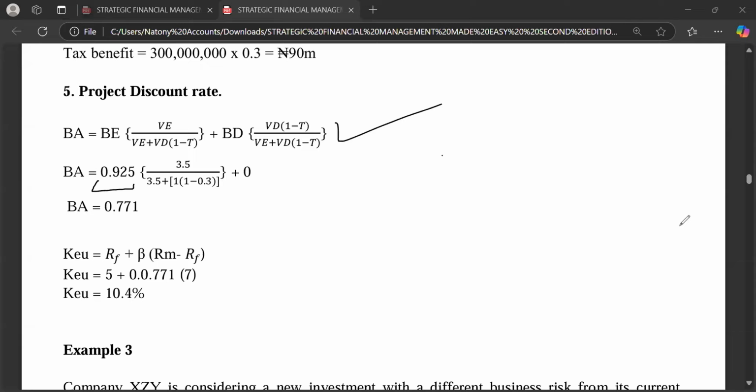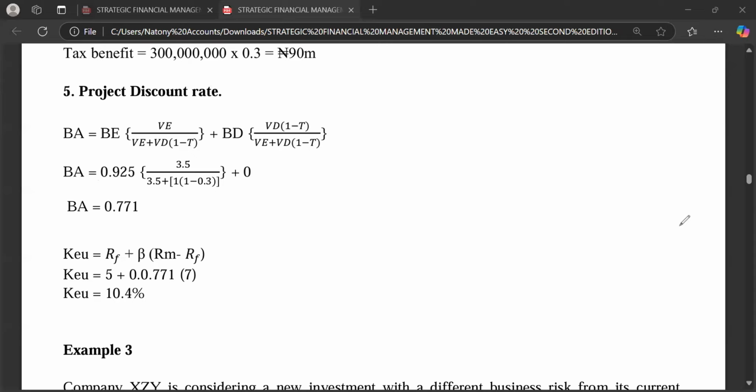Debt is assumed to be risk-free. That means this part of the formula becomes what? 0. So this is the beta of assets. Plug it into the CAPM formula. Because of equity and gearing, we get these amounts. Okay, so this is basically a refresher for the adjusted present value, just to refresh your memory.